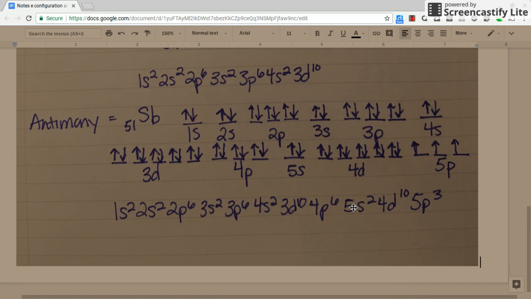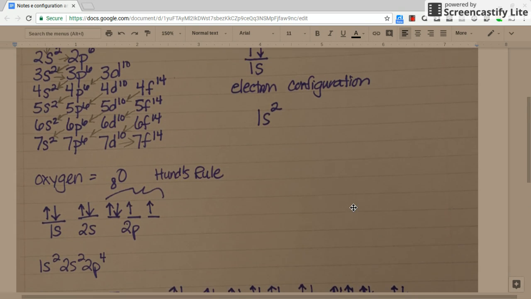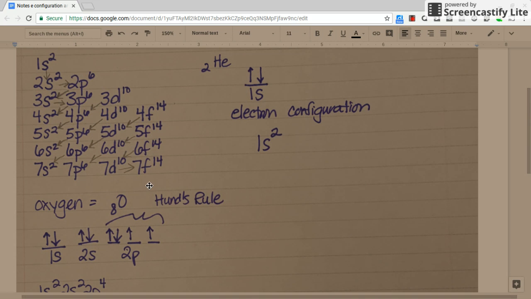On the f sublevel, if you get to f, because it has 14 electrons, you draw 7 lines. You have 7 orbitals.